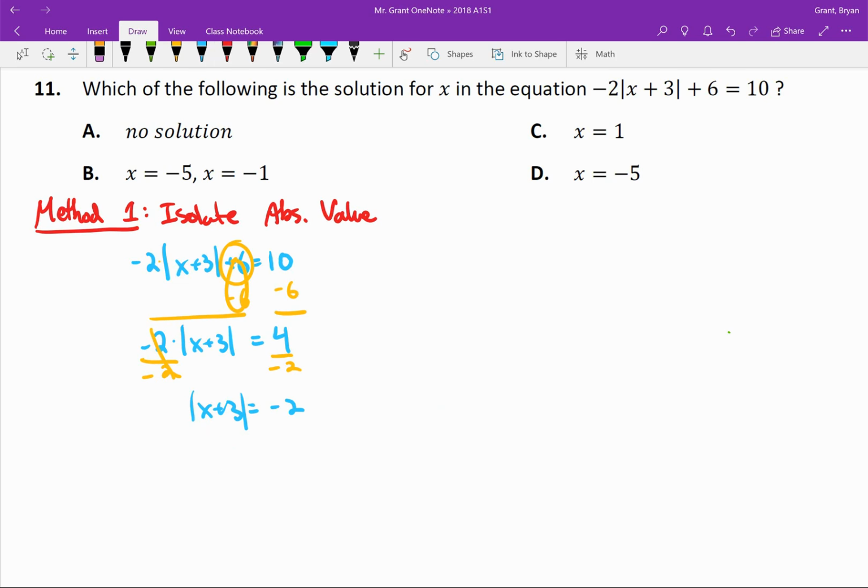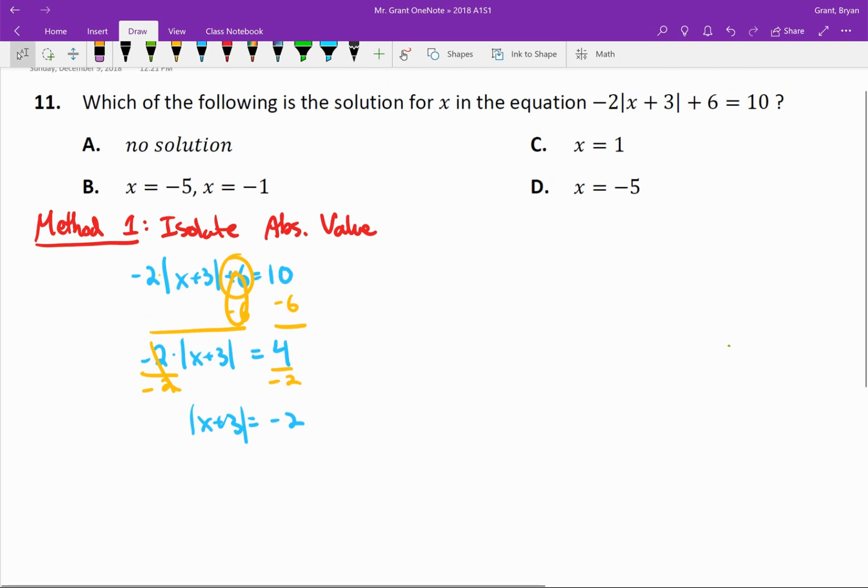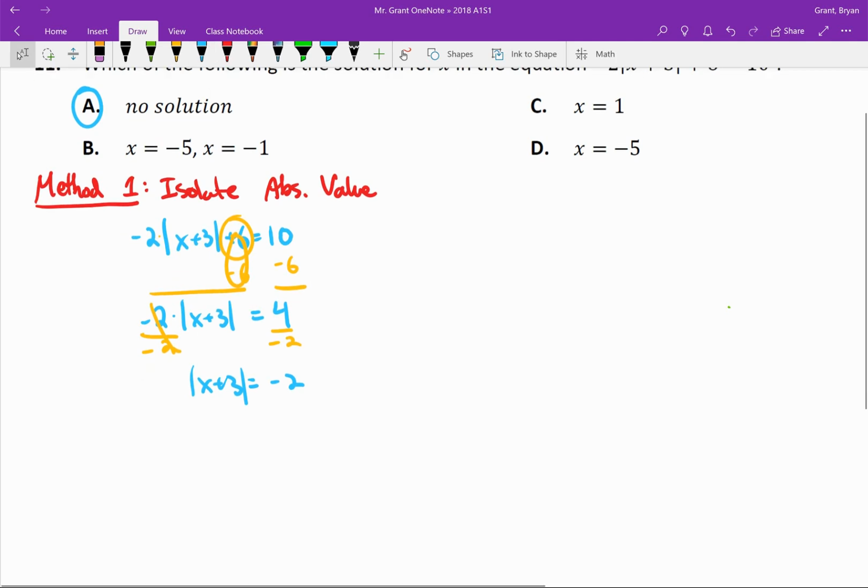However, here's what this is telling you. It's saying after you do the absolute value, your answer is -2. Is there any number you can think of that when you plug in here you get -2 as an answer? I can't think of anything because absolute value is always positive. So I'm pretty sure the answer is going to be A. However, let's say that you didn't notice that.